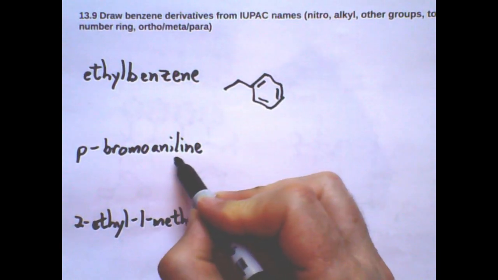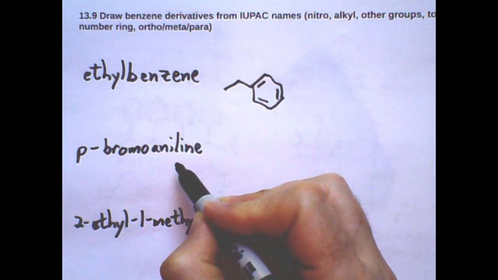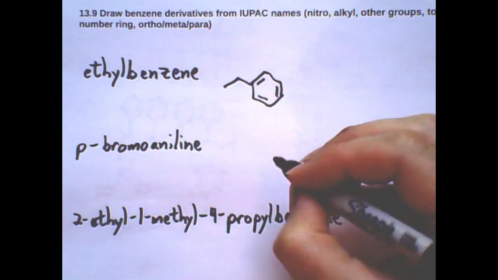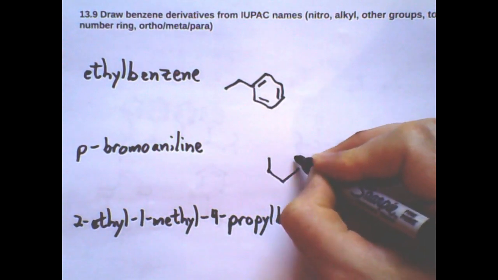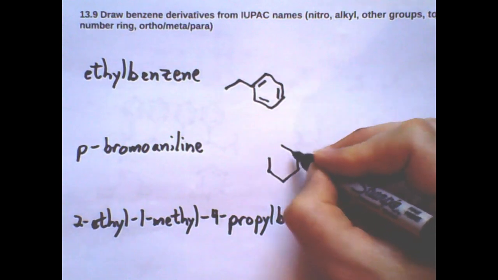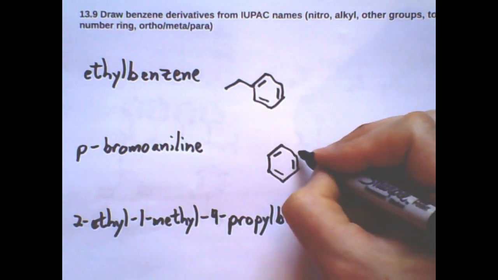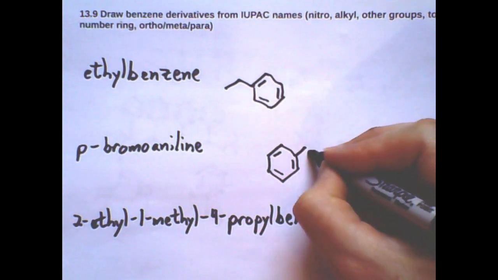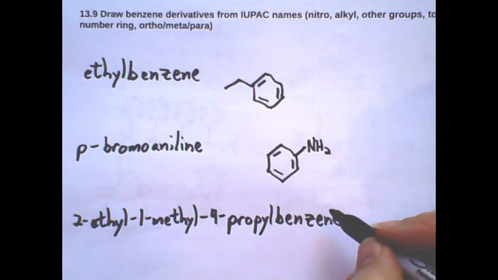Now here's one that doesn't say benzene. So you might have to get on a web search and search what aniline is. And you'll discover that aniline is benzene with an amine attached to the ring.